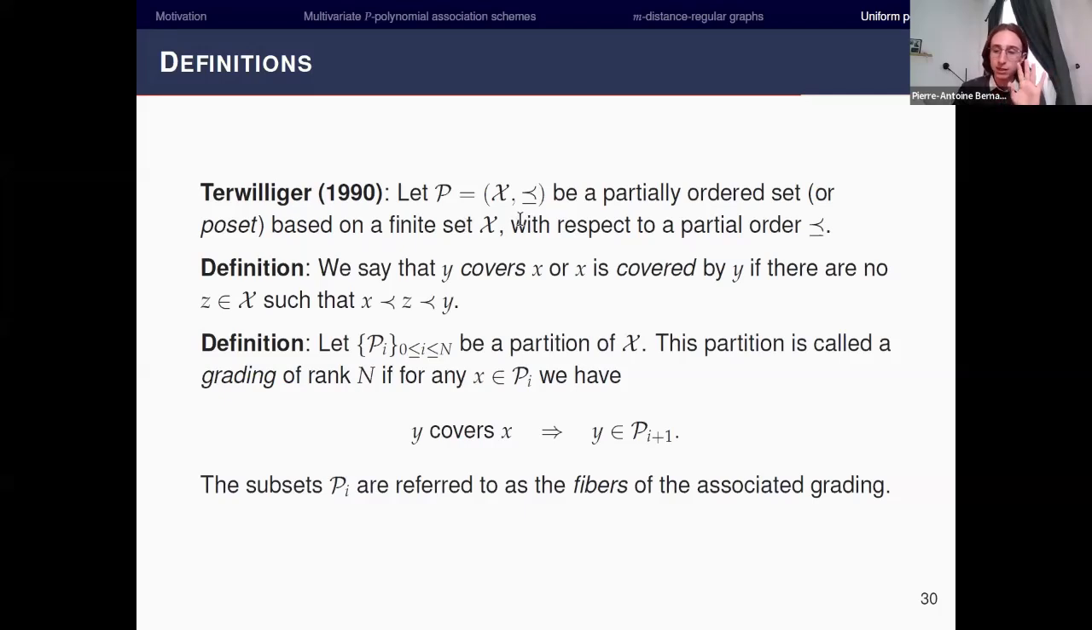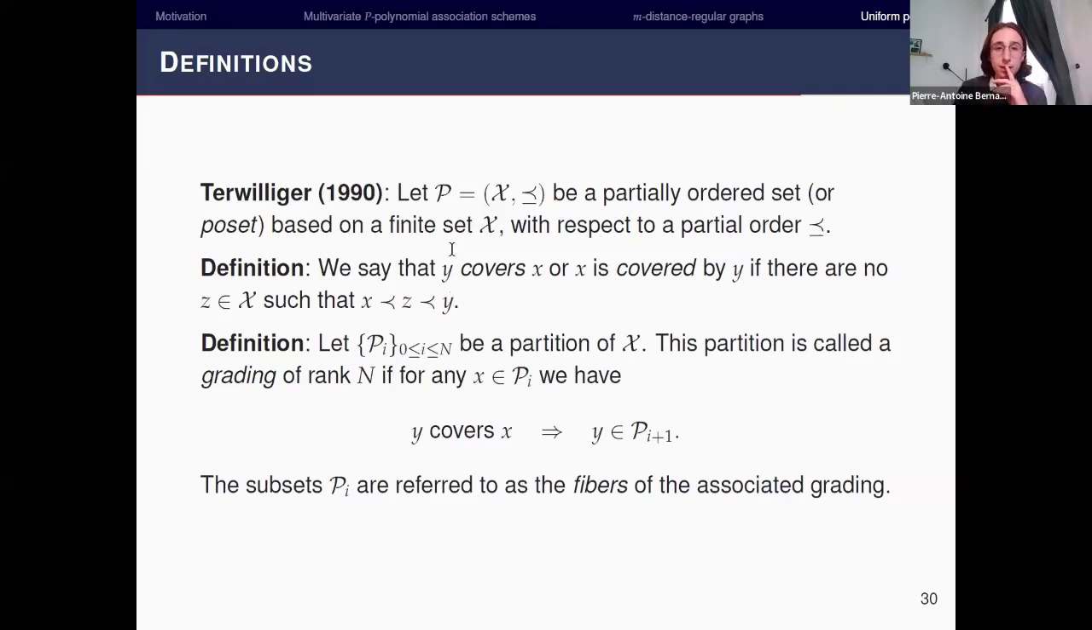And okay, it's a bit late in the presentation to introduce some definitions again, but I'll try to be quick. Basically, for a uniform poset, you start by defining a poset. So you take a finite set X and introduce a partial ordering. And then you say that two elements are in a relation where one covers the other. So Y covers X if X is smaller than Y, but there is no Z in between, such that X is smaller than Z, which is smaller than Y.